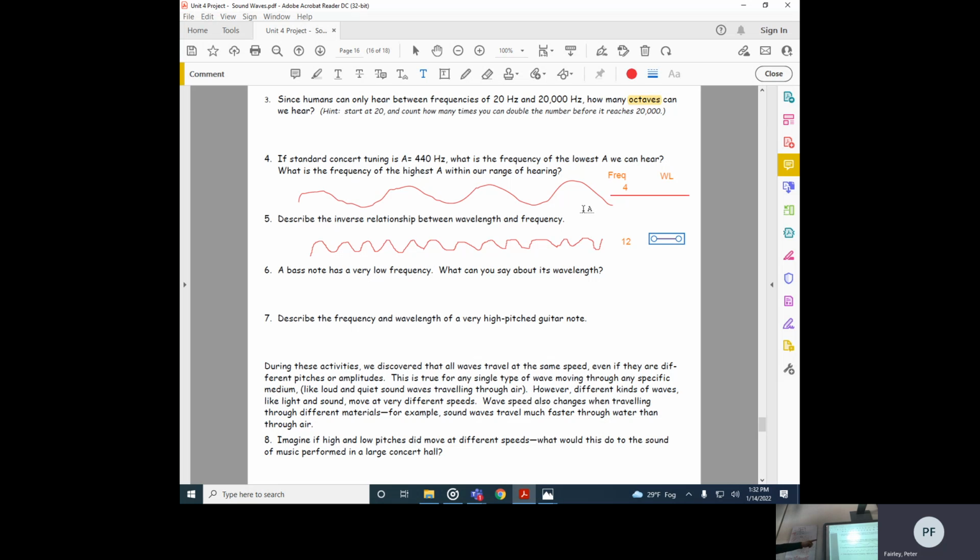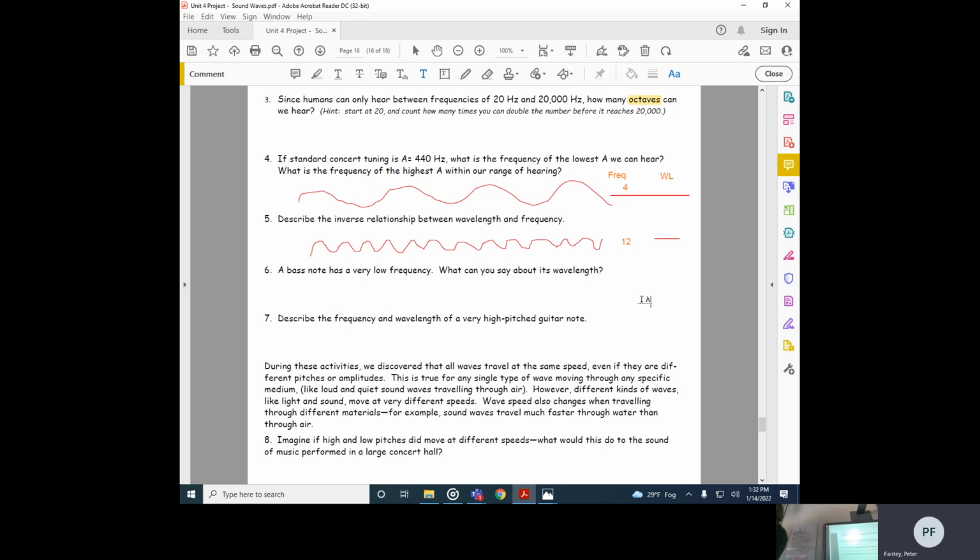Look at the numbers. Frequency. The bottom one has a big frequency, but it has a small wavelength. Is that true? Small frequency, but big wavelength, huh? Big frequency, small wavelength. When one goes up, the other goes down, and we call that the inverse relationship.